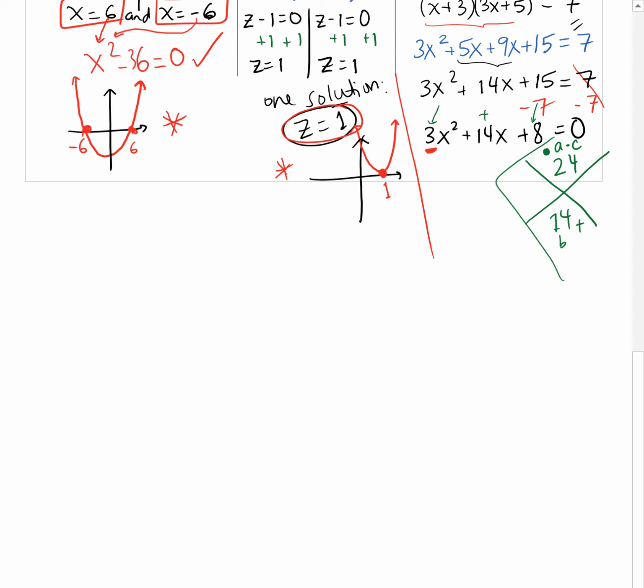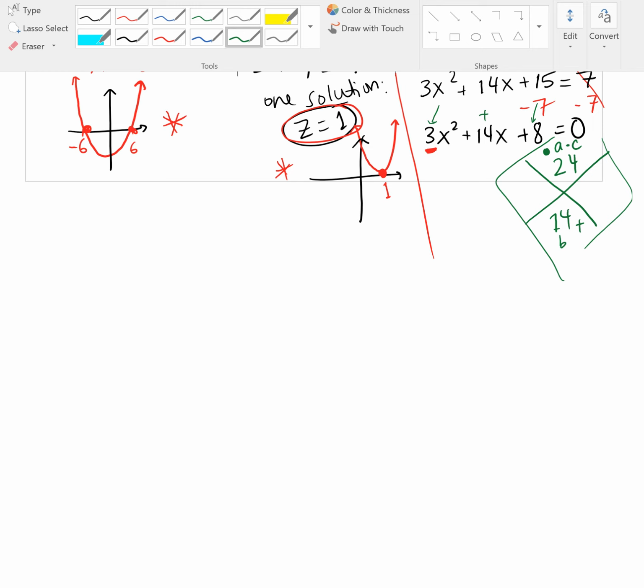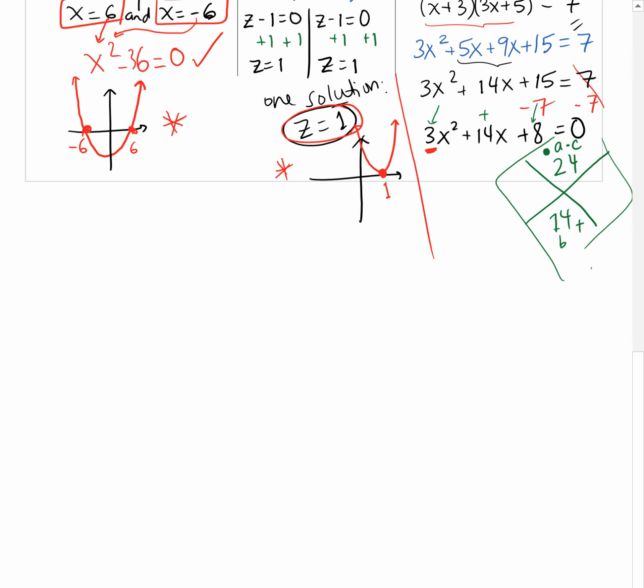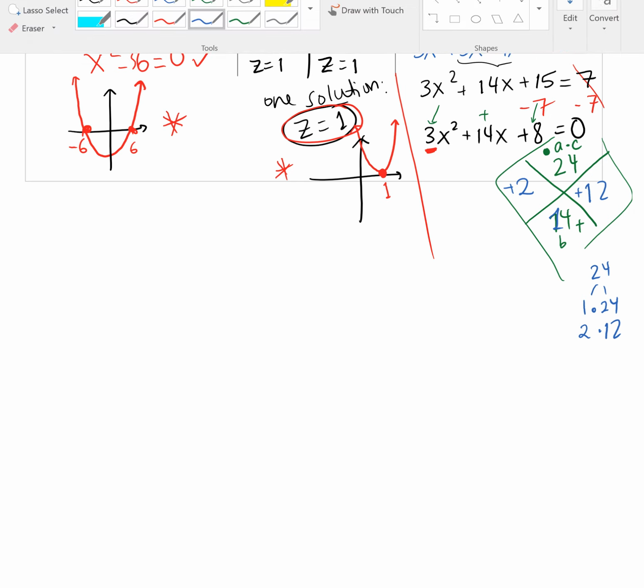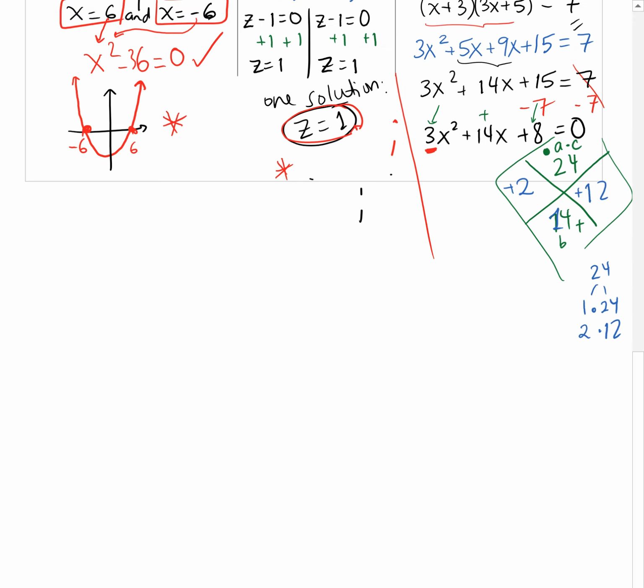Alright, let me think about that. What multiplies to 24 but adds up to 14? Let me see. Well, 24 could be what? 1 times 24, but there's no way you're going to add those and get 14, right? What about 2 times 12? Oh, that's the winner. 2 and 12, right? 2 times 12 is 24. 2 plus 12 is 14. Alright. I think we've got it.